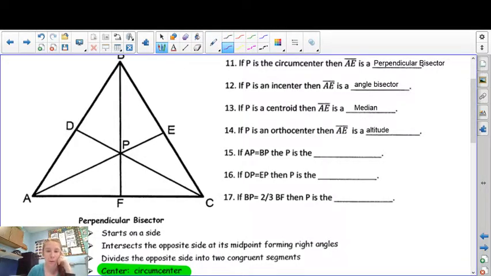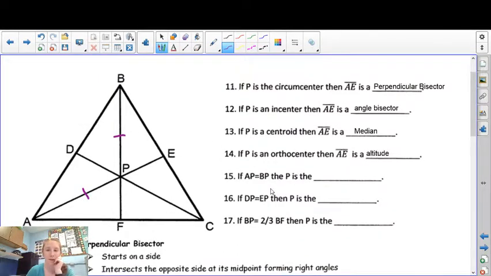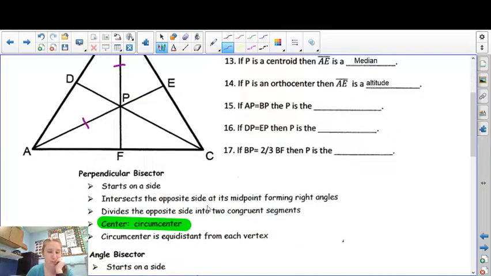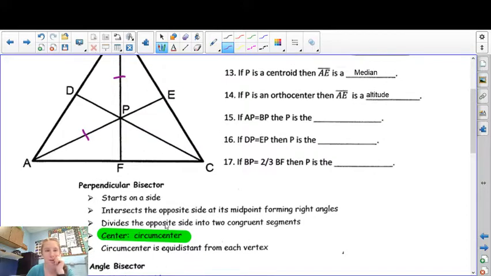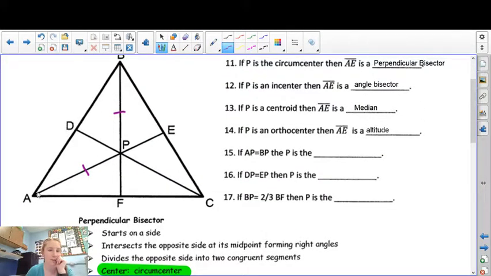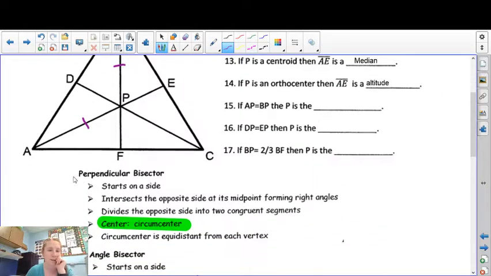Purple. If AP is equal to BP, then P is, okay. Starts at the side, intersects the opposite side, divides opposite side into two. Circumcenter is equidistant from each vertex. Well, A is a vertex, B is a vertex. They're both the same distance, right? AP equals BP. Ooh, so that could be an idea. That could be maybe a star.